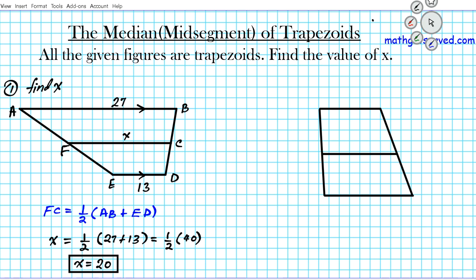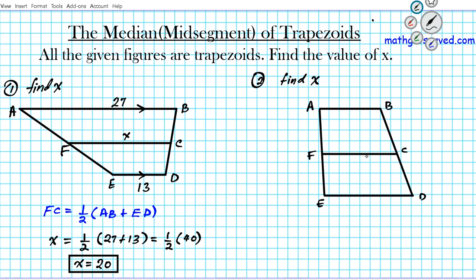Alright, let's take a look at question number 2. In question number 2, we're finding x also. Let's say we have trapezoid A, B, C, D, E, F.